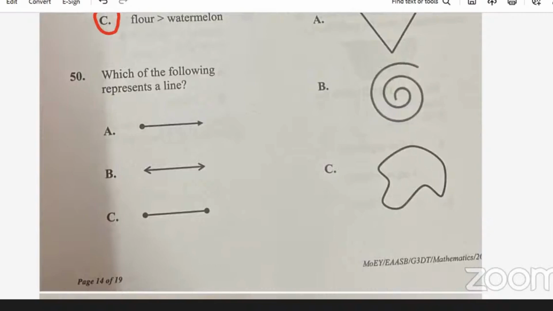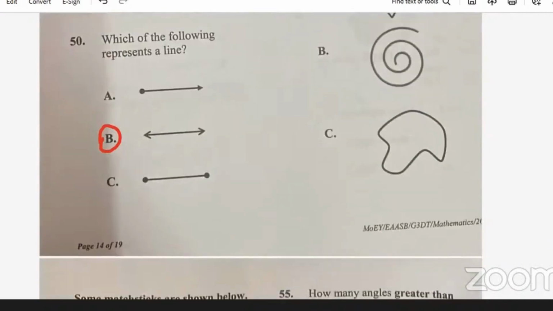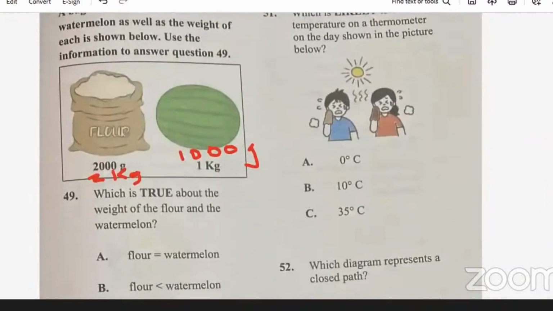And then the third one is pretty much a line segment with endpoints. It stops. It has a definite distance. So the line would be B, where you have the 2 arrows showing that it goes off in both directions indefinitely. That's the answer, B.